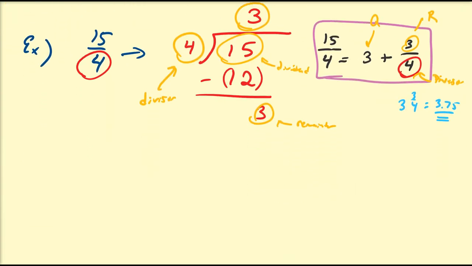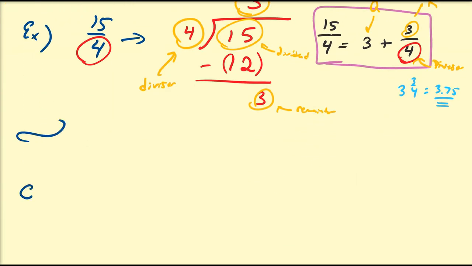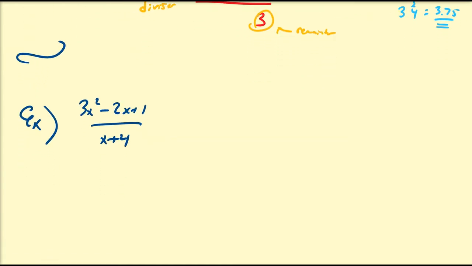So now let's work on polynomials and see if we can get a similar pattern. Let's do 3x squared minus 2x plus 1 all divided by x plus 4. Firstly, to set it up, our bottom is going to go on the left. So we're going to have x plus 4 divided into 3x squared minus 2x plus 1. For polynomial long division, we ask ourselves, what do we have to multiply the first term of this by to get the first term of the dividend?